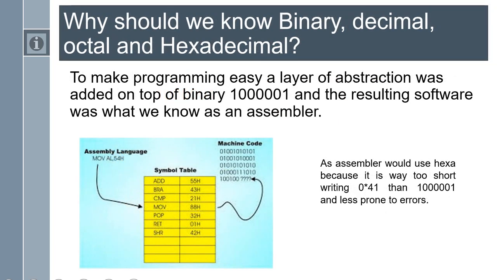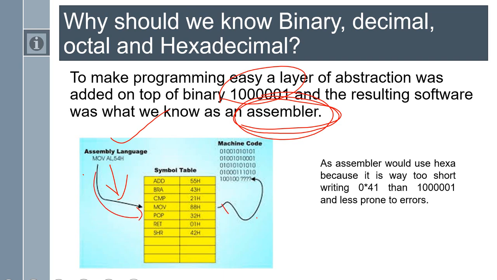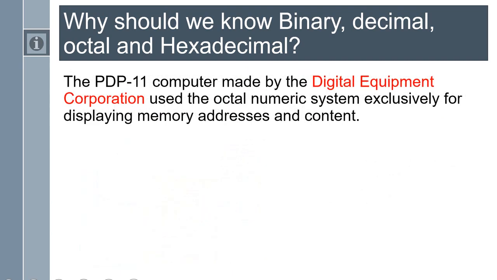To make programming easy, a layer of abstraction was added on top of binary, and the resulting software was what we know as an assembler. An assembler is used to convert human language into binary and binary back into human-readable form. It is also used for short codes that can be understood by a human and then converted into binary. An assembler would use hexa because it is much shorter to write this number than to write the binary, and it is also less prone to errors.